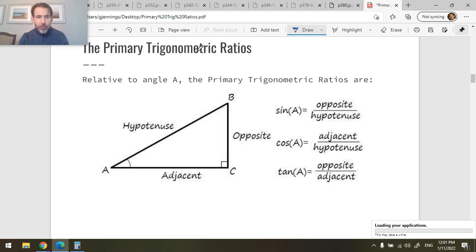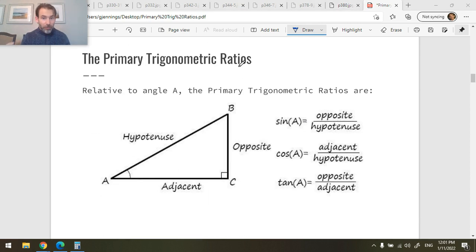Now, the primary trigonometric ratios relate to all of these different things. And we can use the idea of Sohcahtoa, which is a kind of thing that you can stick into your brain by listening to the songs I've suggested you listen to, to remember which one is which. Sine relates opposite to hypotenuse.